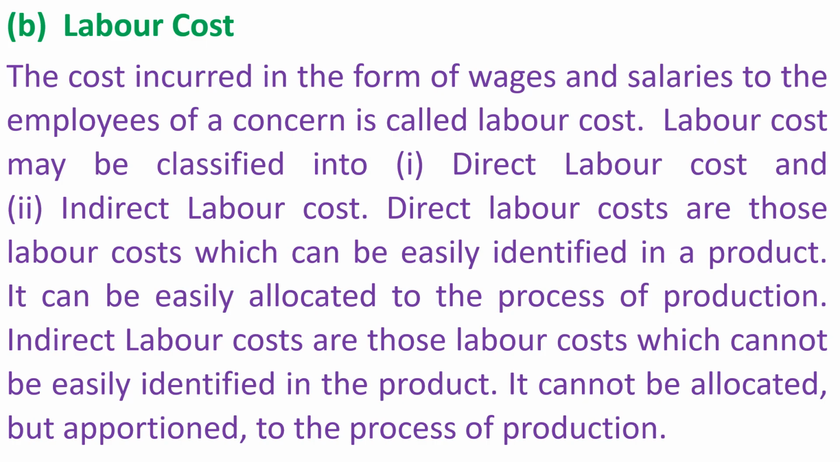Direct labor cost and ii. Indirect labor cost. Direct labor costs are those labor costs which can be easily identified in a product. It can be easily allocated to the process of production. Indirect labor costs are those labor costs which cannot be easily identified in the product. It cannot be allocated, but apportioned, to the process of production.